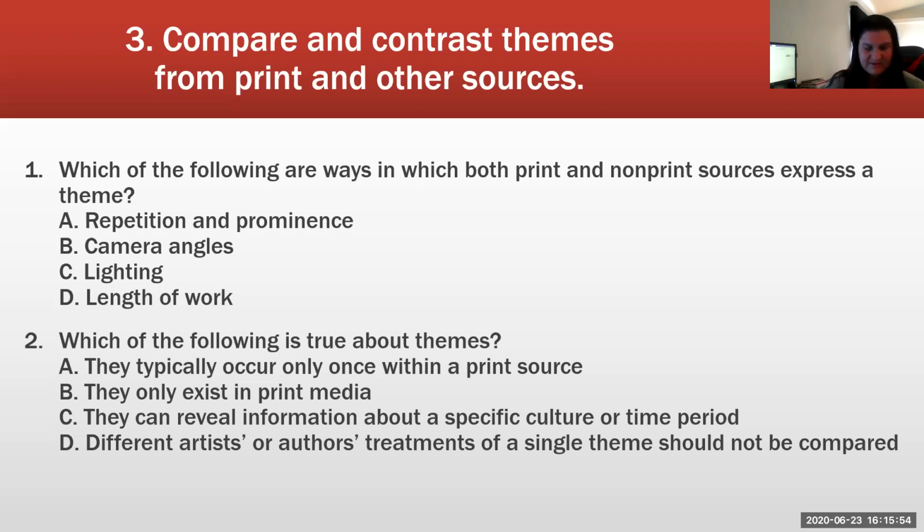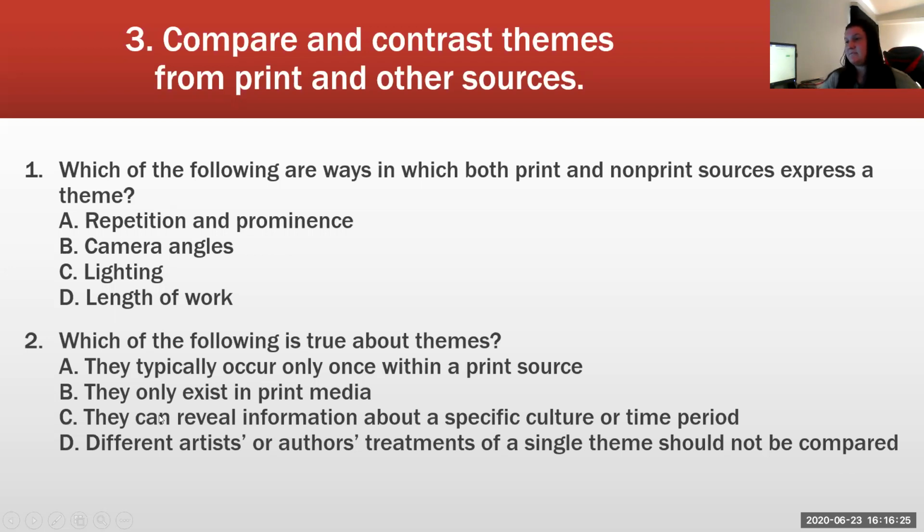A: in order for a theme to be recognized, it must be prominent within a source, which typically means it's repeated multiple times throughout the work. So for a theme to only occur once within a print source, that is not how it works at all. It's repetitive. Again, moving back to the first question, print and non-print sources express theme through repetition and prominence. So if it only occurred once, that's contradicting itself. It's not correct. The correct answer is C.